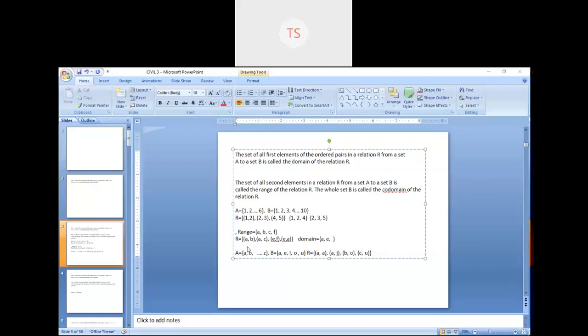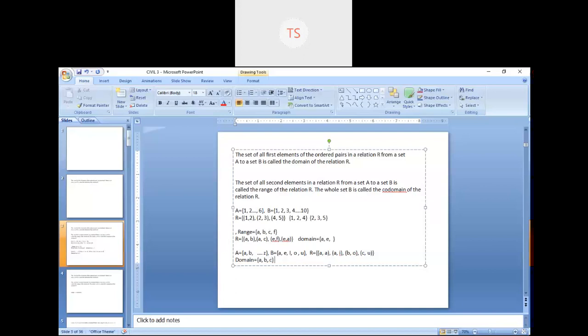Okay. Now tell me the domain, range and codomain for this particular example. For domain: A, B and C. Okay, correct. For range: A, I, O, U. Yes, correct. And what is the codomain? Set B, ma'am. Okay, correct.